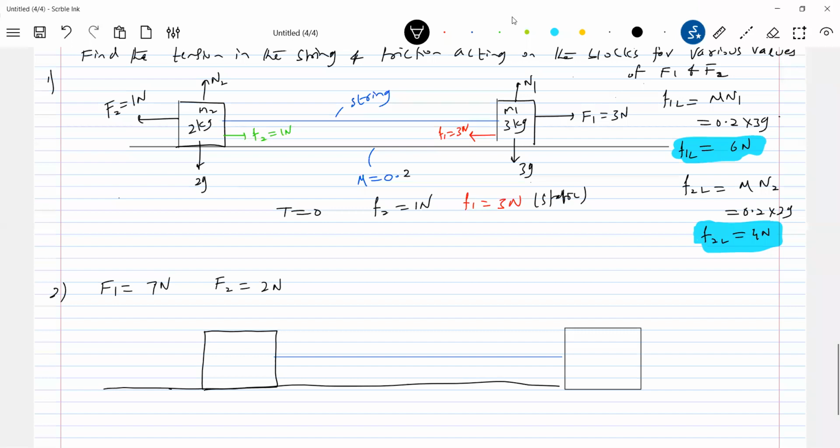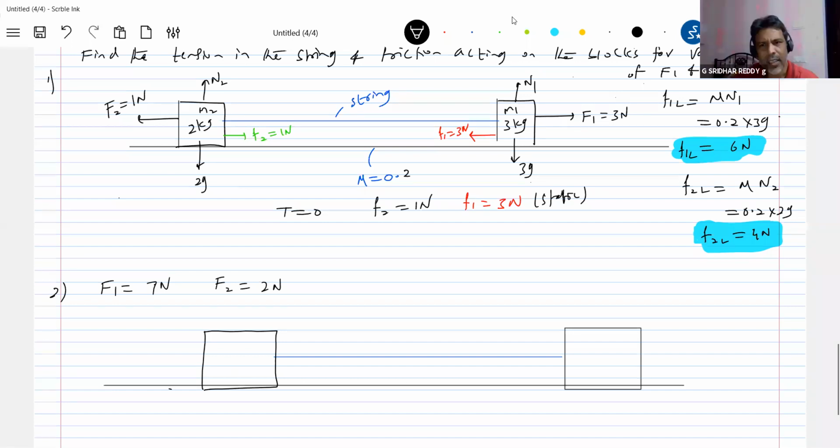Sir, F static is equal to F kinetic over here, sir. F static equal to... mu s equal to mu k. Mu s equal to mu k. Most of the problems we assume like that.